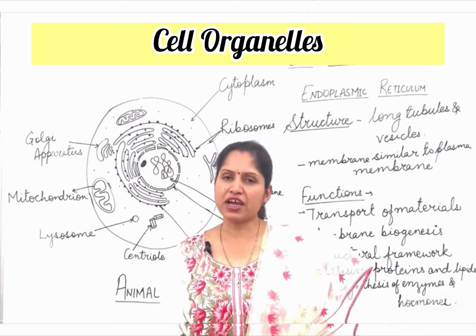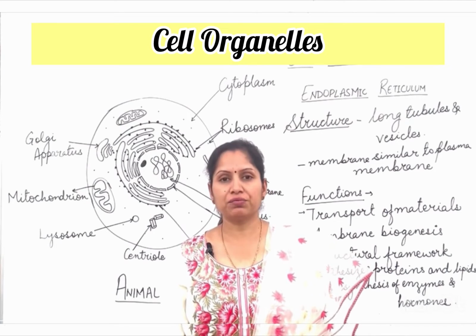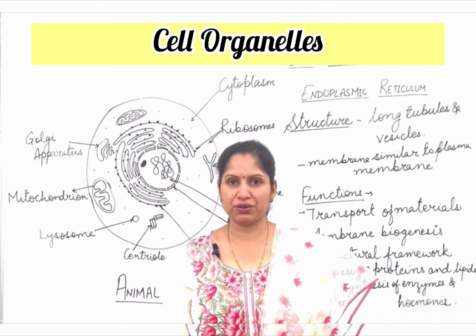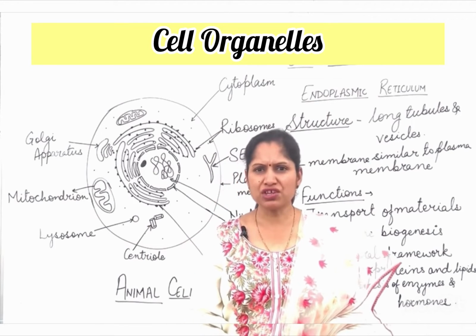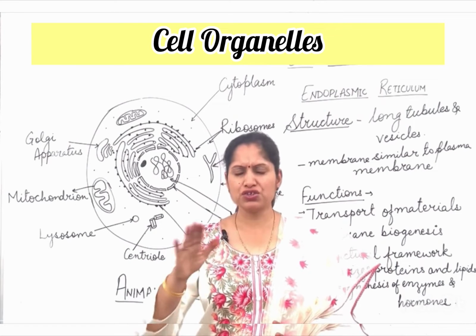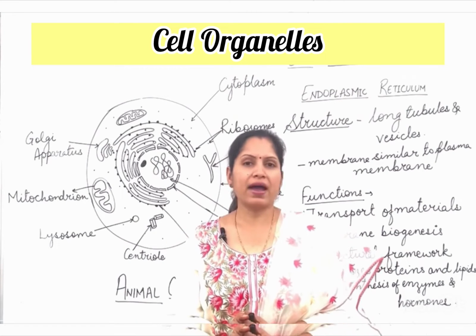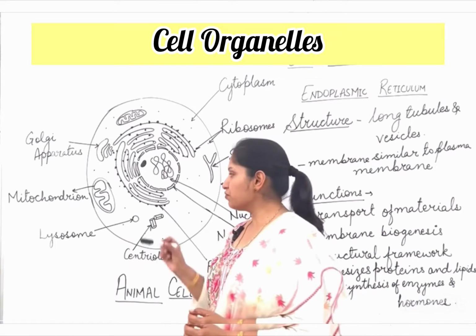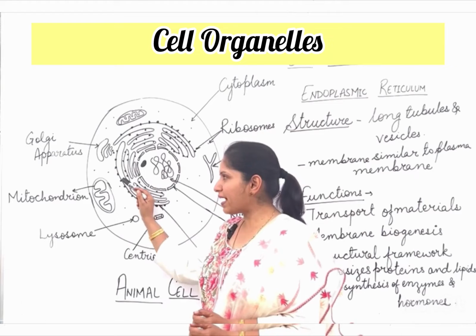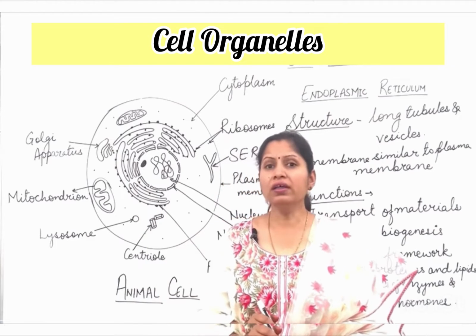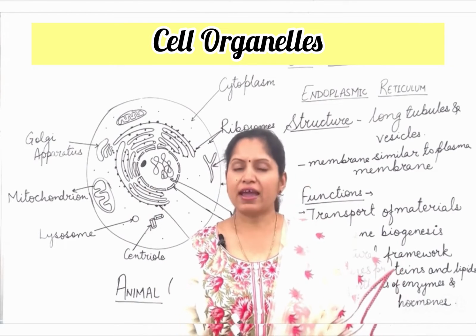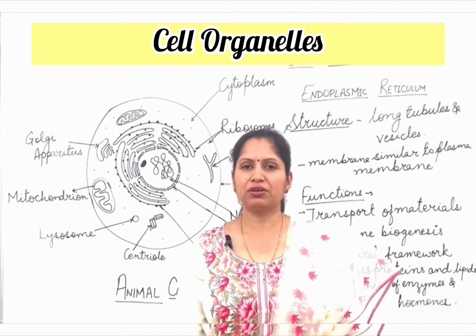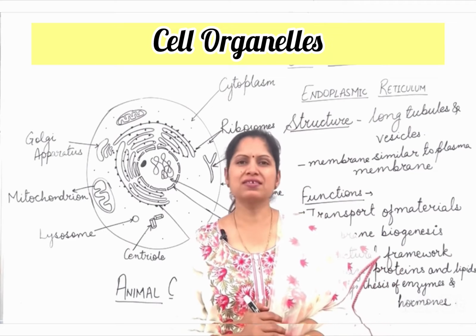There are two types of endoplasmic reticulum: rough endoplasmic reticulum and smooth endoplasmic reticulum. Rough word itself suggests that its surface is not going to be very smooth. But why is it rough? Rough endoplasmic reticulum is rough because of the presence of small granular structures called ribosomes. Ribosomes are present over the surface of endoplasmic reticulum, which makes its surface rough.